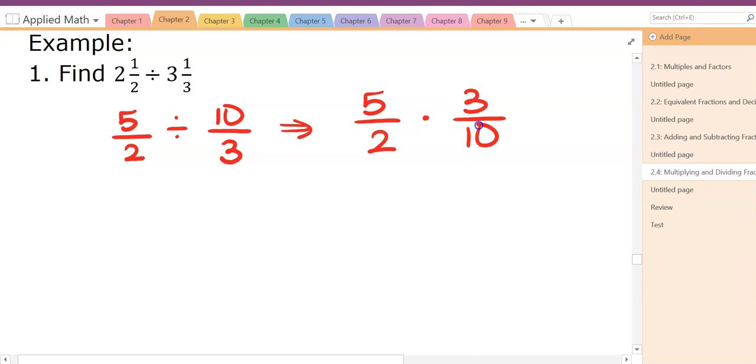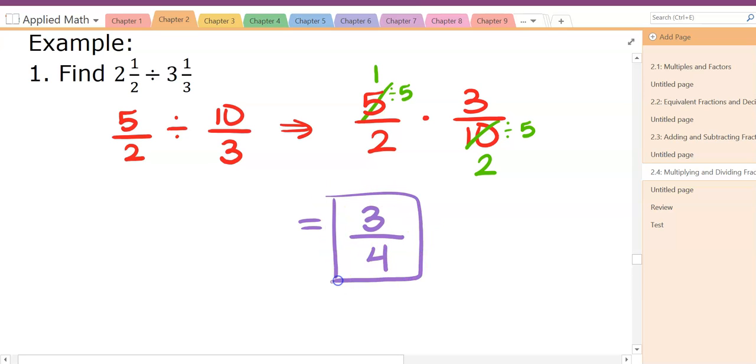Can we reduce anything? So 5 becomes a what? And 10 becomes a 2, because we divided everything on those two by 5. Okay, so 1 times 3 is what's left on top, which would be 3. 2 times 2 is left on the bottom, which would be 4. So 3/4.